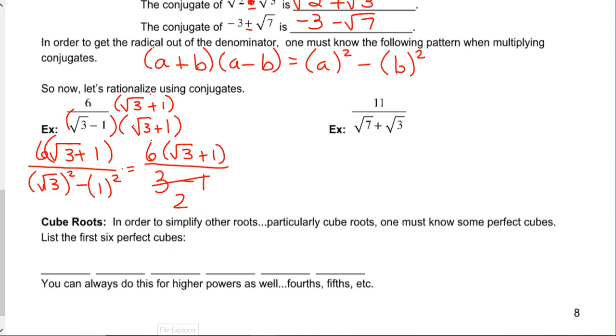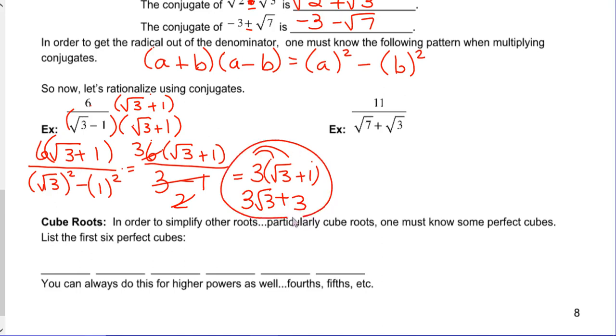I'm saving some writing here. So when I have that 2 in the bottom, notice it's without radical, so we can definitely simplify that by canceling those things out. Final answer here would be 3 times root 3 plus 1. That's one answer. But you could also use the distributive property to give another answer. So without parentheses, 3 times root 3 is 3 root 3. 3 times 1 is a plus 3. So either one of these answers would be acceptable for that.